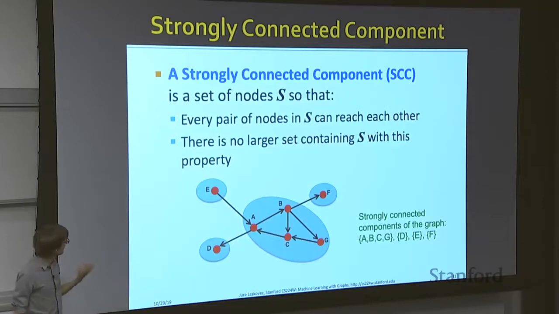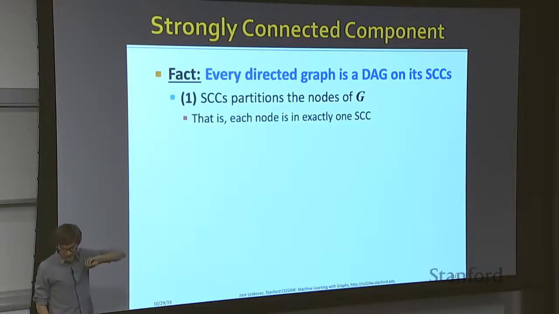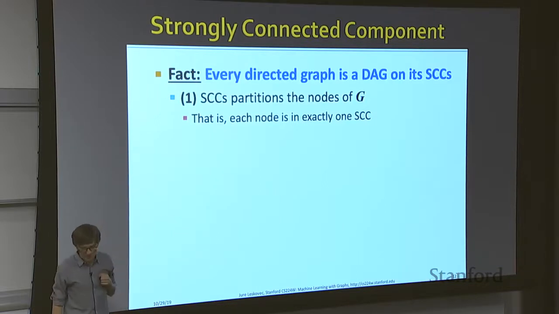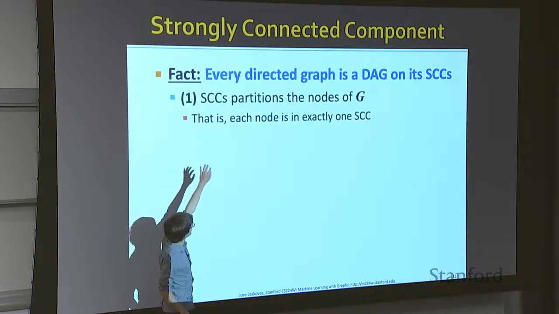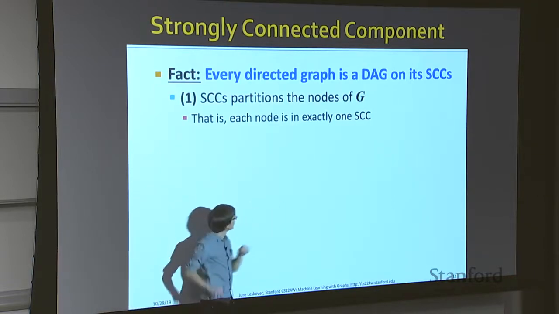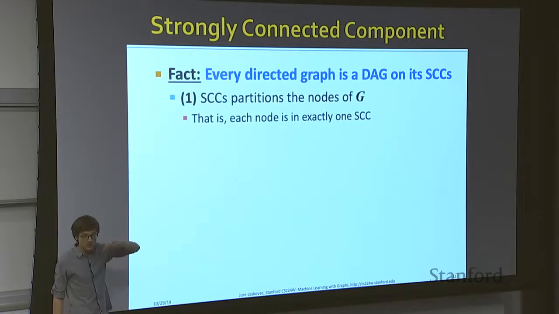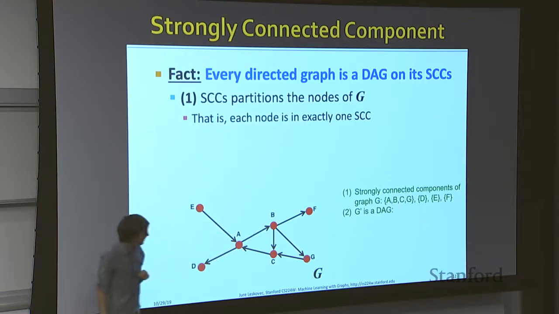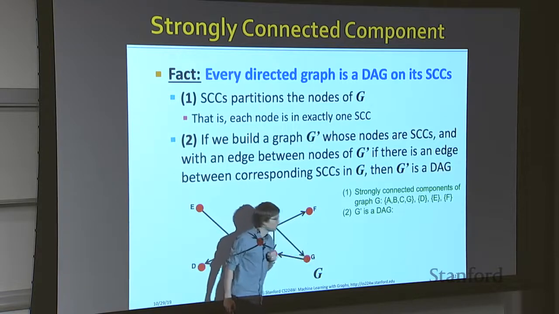And then the claim is that any directed graph is a directed acyclic graph on its strongly connected components, right? So basically the idea is that strongly connected components partition the nodes of G. That is, each node belongs to exactly one strongly connected component. So this is my graph, and I showed you before what the strongly connected components are.